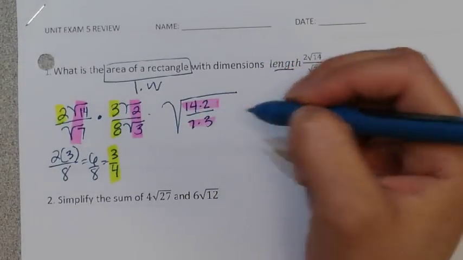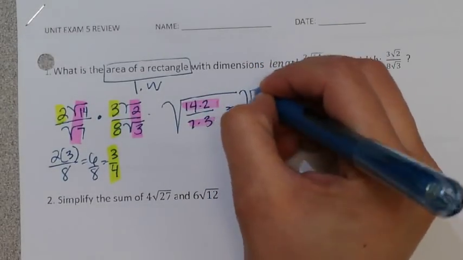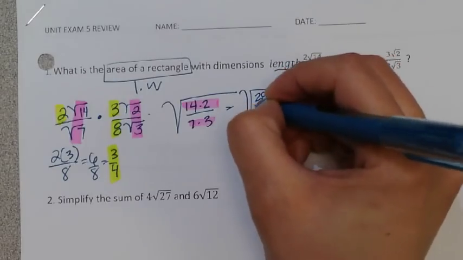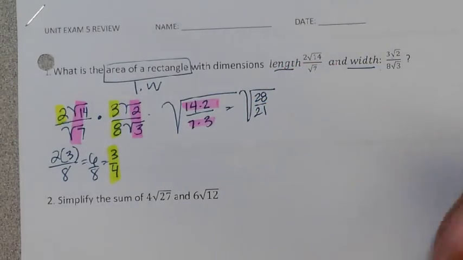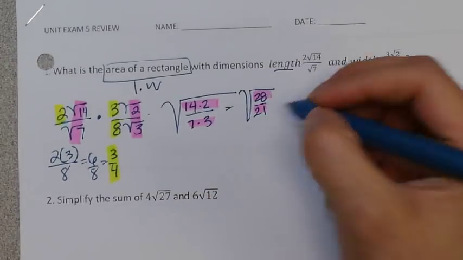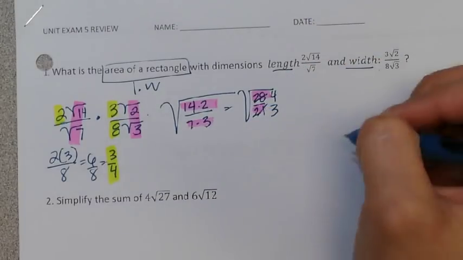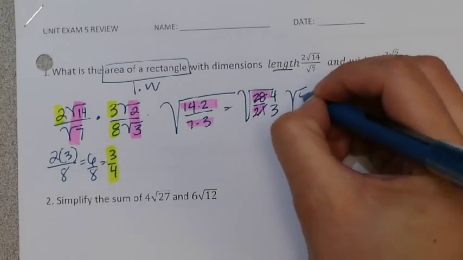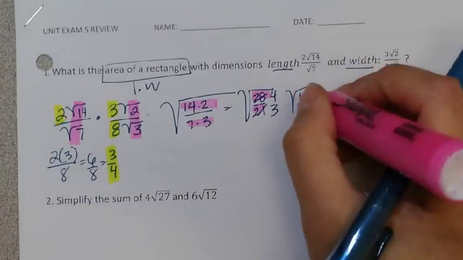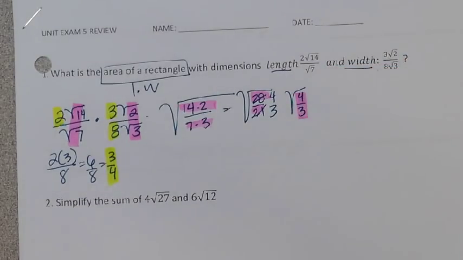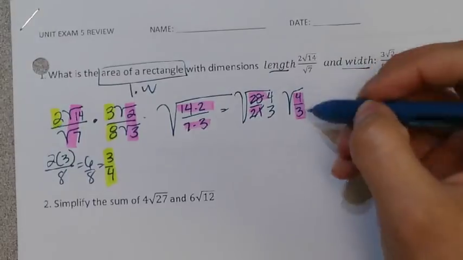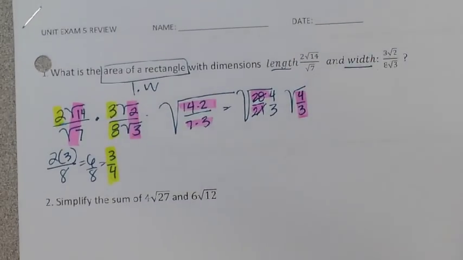Here I can already simplify, but so not to confuse you, I'm going to multiply it first. So I would have 28 over 21. Okay, still the pink part. These two can be simplified by 7, so I would have 4 over 3. Now once I get there, I can't simplify it any longer. The 4 and the 3 don't simplify, so I'm pretty much done.